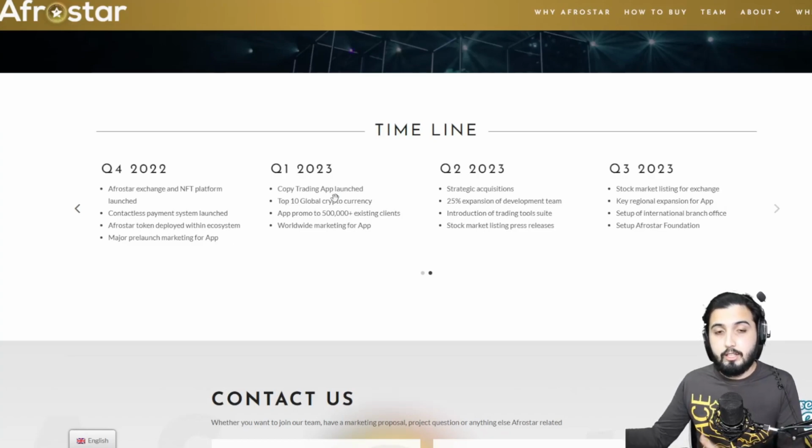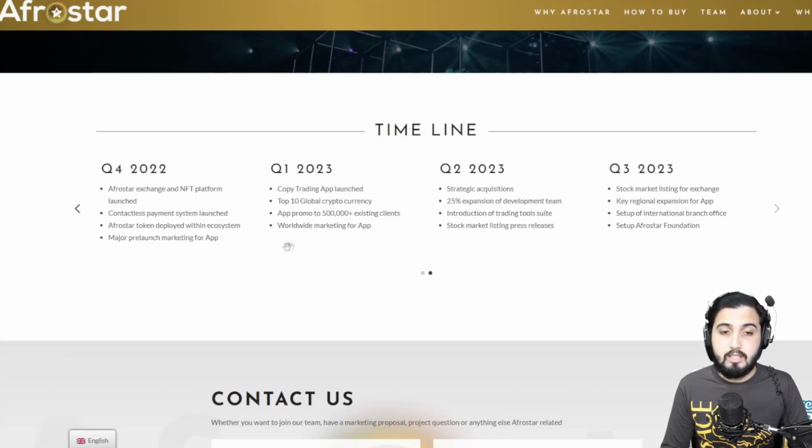quarter 1 of the next year, in 2023. Copy trading app launched, and top 10 global cryptocurrency app promo to 500,000 plus existing clients worldwide, marketing for app. In quarter 2, strategic acquisitions, 25% expansion of development team, introduction of trading tools suite, and then stock market listing press releases. And then in quarter 3 of 2023, stock market listing for exchange, key regional expansion for app, setup of international branch office, setup Afrostar Foundation.